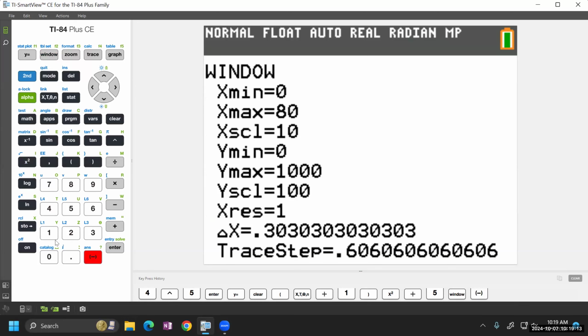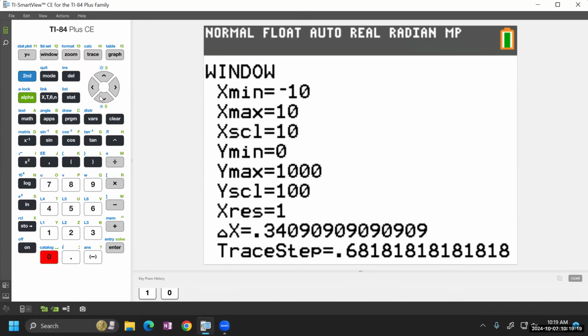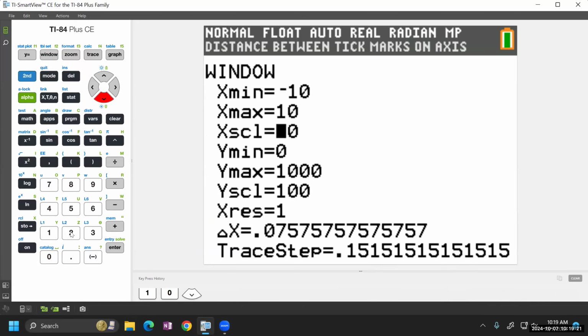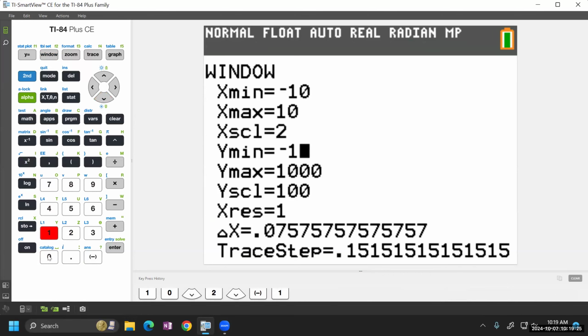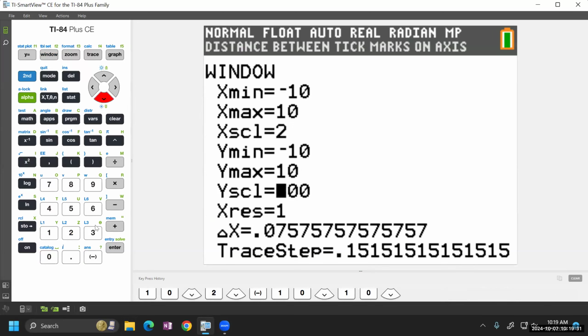-10, +10. I could have done a zoom standard and then change the scale. Okay. Is that correct? Is that what they want me to do? Yes. That looks correct. Okay, so let's graph it.